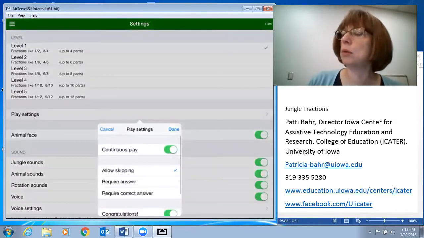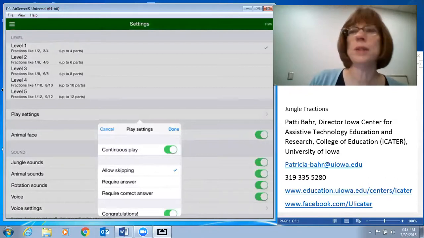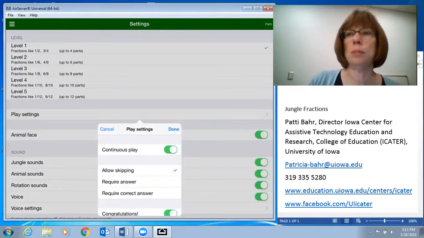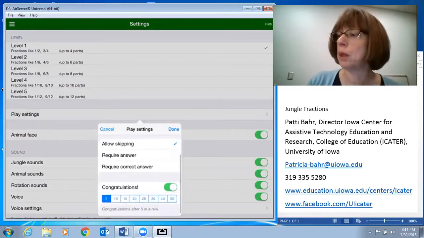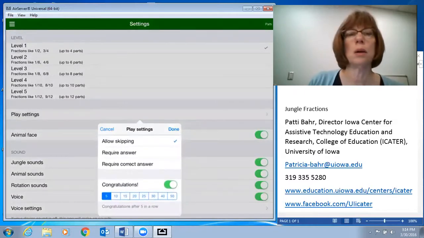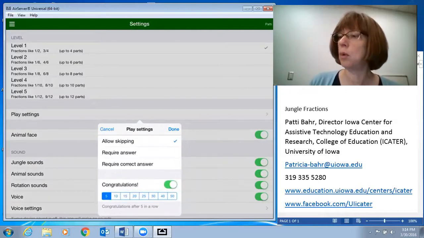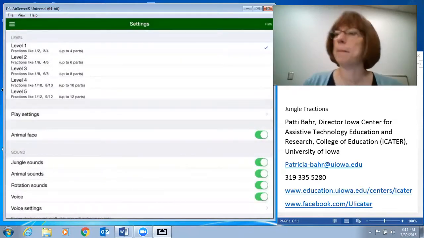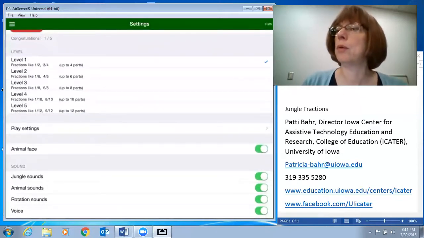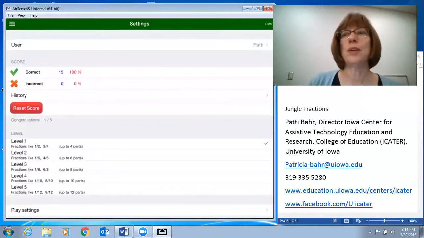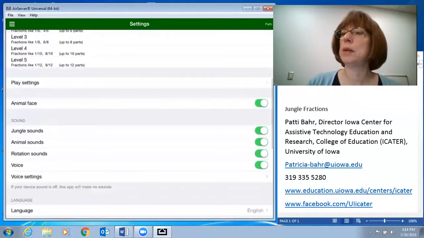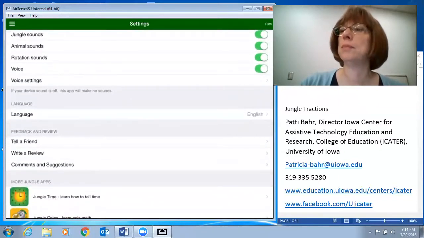Play settings is where it can do continuous play. You can skip questions if you want to. You can make it so you require an answer, and you can make it so you require a correct answer. And then this is where you get your feedback. Congratulations, we got it after 5. You could get it so that it's after 10 or up to 50, which sounds like, wow, you'd have to work an awful long time to get 50 right. And then again, these are the ones I already went over. So it's kind of a fun little program, and gives you some nice feedback, and I hope you enjoy it.